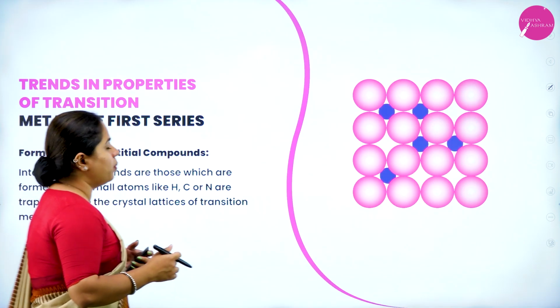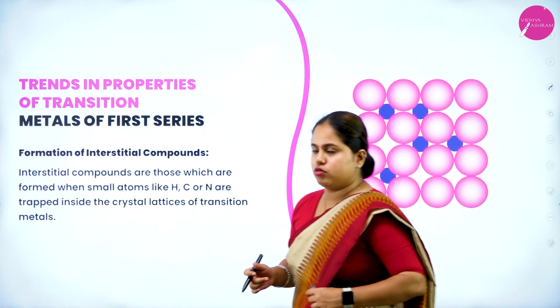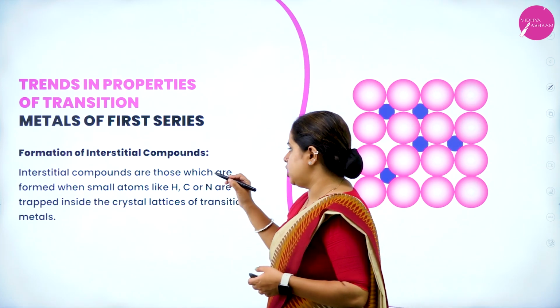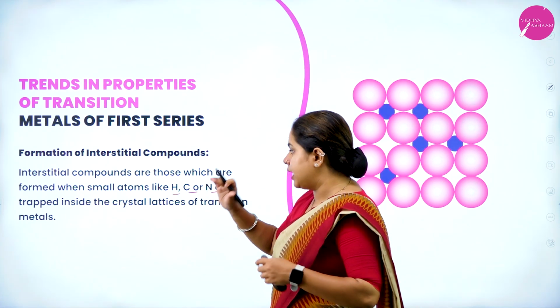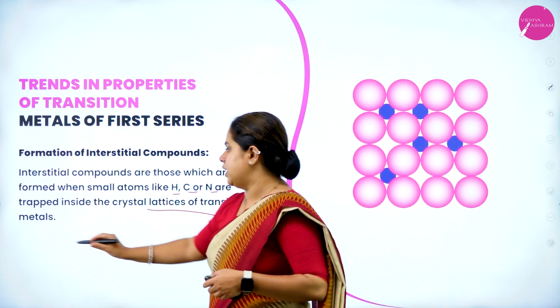Now the next one is formation of interstitial compounds, right? So interstitial compounds are those which are formed when small atoms like hydrogen, carbon or nitrogen are trapped inside the crystal lattices of transition metals.